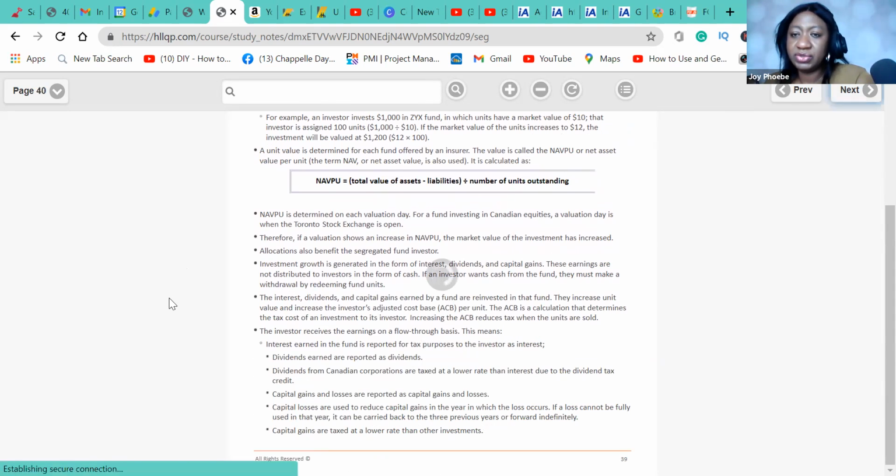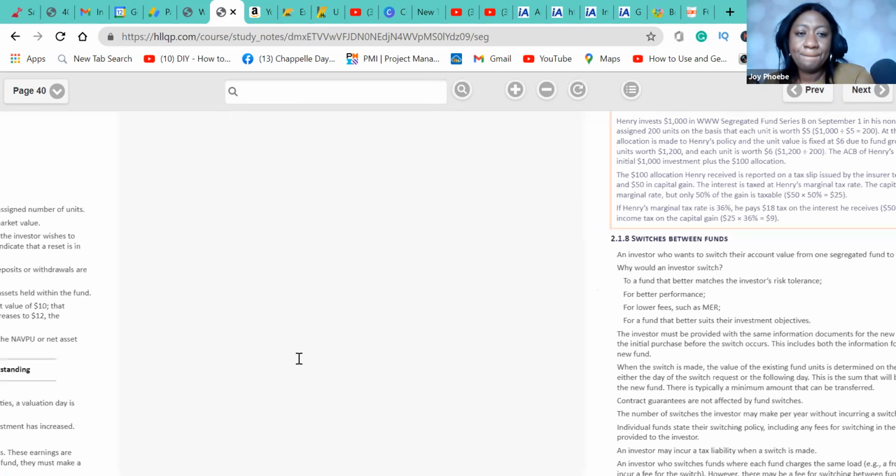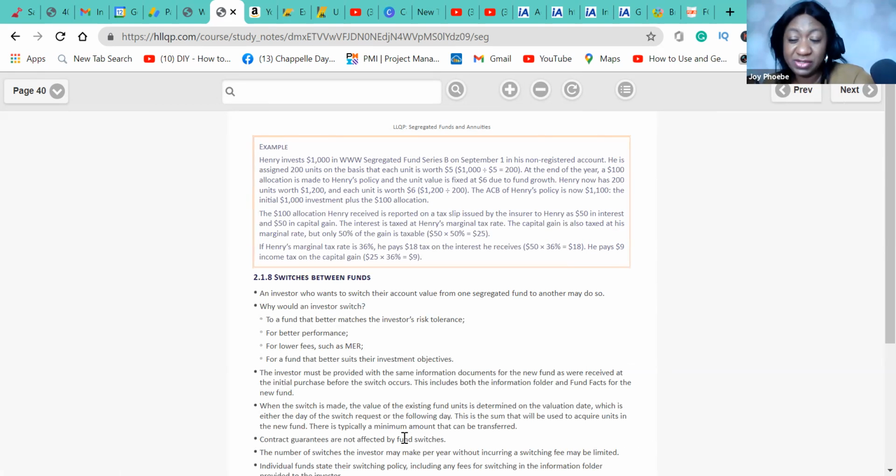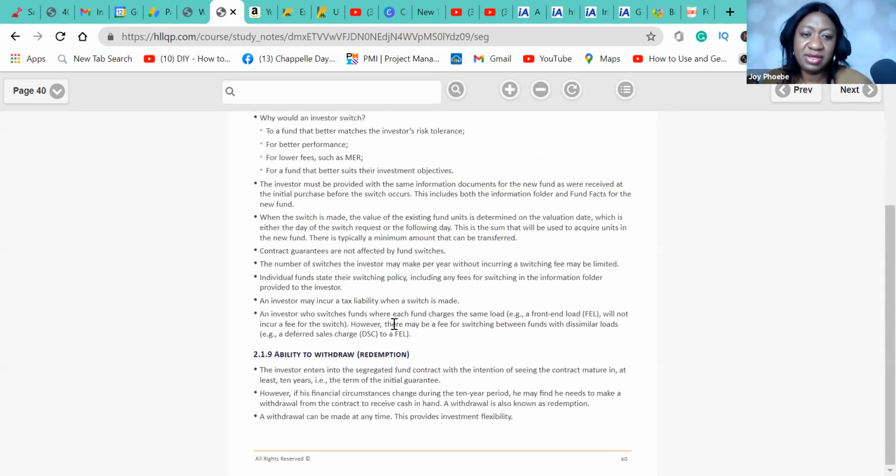Moving on to switching between funds. Yes, that's another benefit we get in investing in segregated funds, and I've actually talked about this earlier. You can switch your money between funds with seg funds. For instance, if you invest in one fund and the fund is not doing well, an investor who wants to switch their account value from one seg fund to another may do so, to a fund that is performing better, and also depending on their risk tolerance. Somebody's risk tolerance may be low today, and tomorrow it might be high. Somebody's risk tolerance might be high today, and tomorrow it might be low. So yes, you need to check with your client to see where it is necessary to switch their funds.